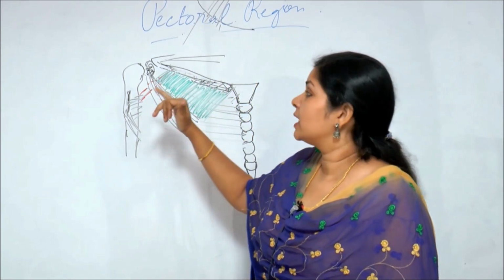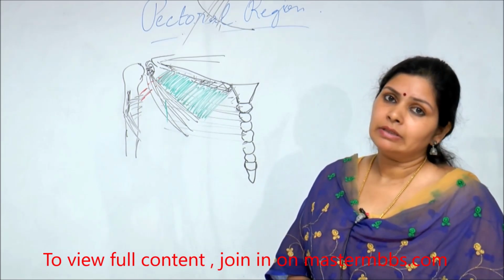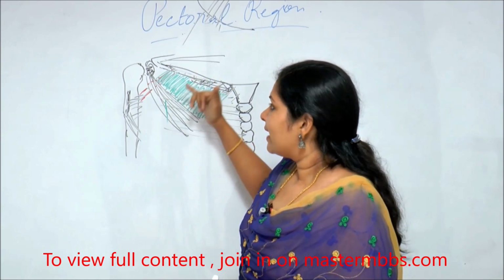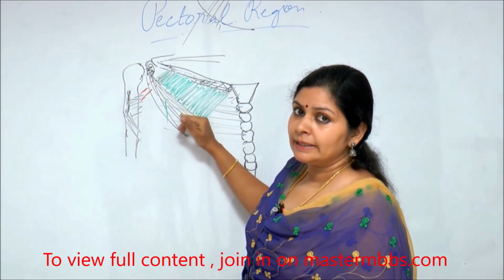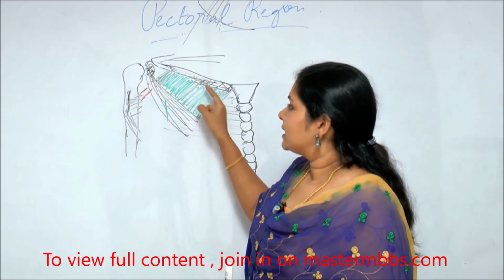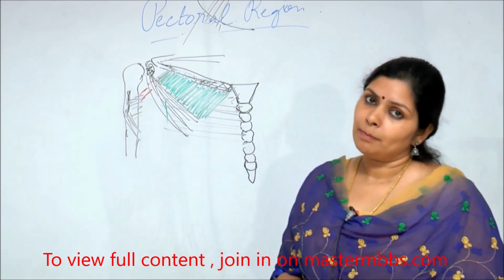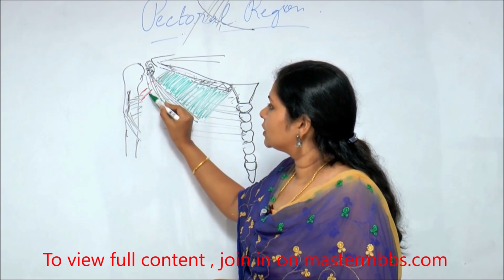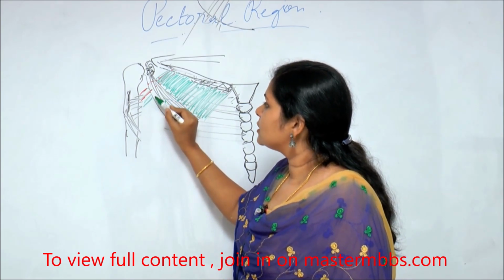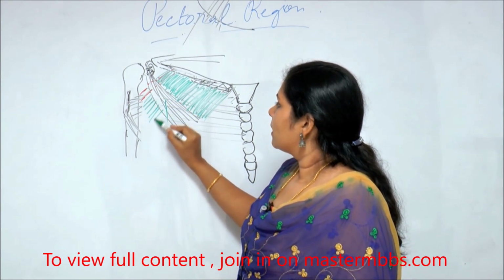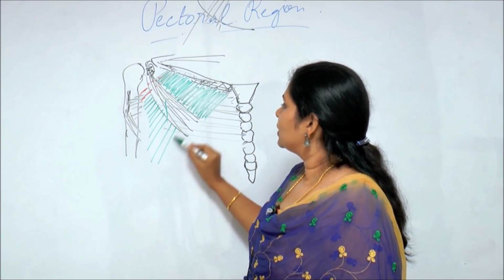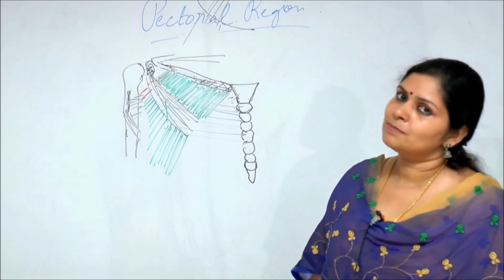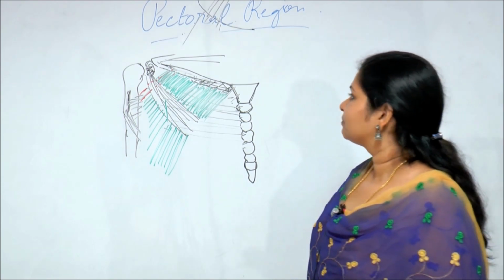It is attached to a groove on the undersurface of the clavicle, which is called the subclavian groove, and then it passes downwards. At the upper end of the pectoralis minor, this fascia splits and encloses the pectoralis minor. After enclosing the pectoralis minor, at the lower border of the muscle, this fascia again splits and forms a ligament that is known as the suspensory ligament of the axilla.